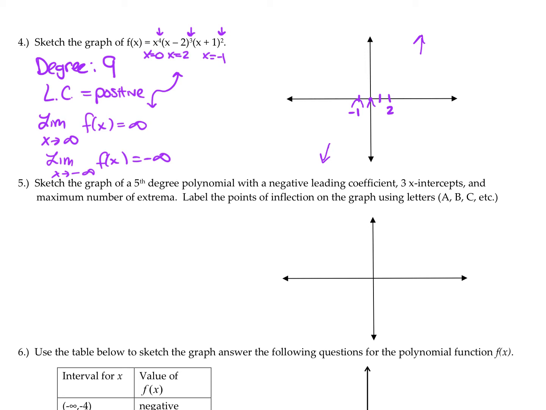So based on that, we're going to bounce, go down some amount, and then go up and through. I'll erase this little part. But it would look something like that in order to meet all those qualifications.